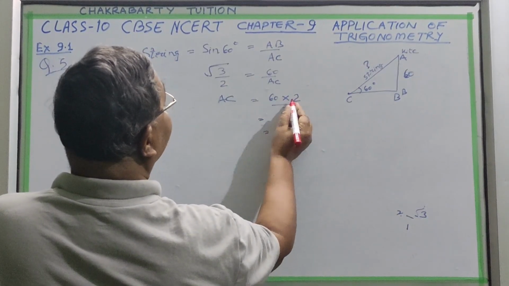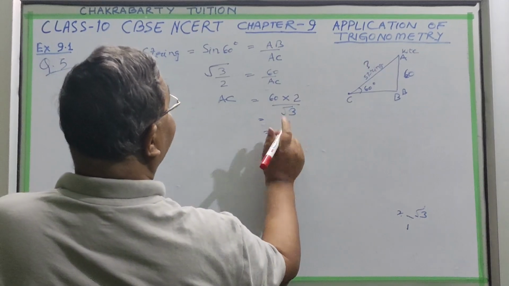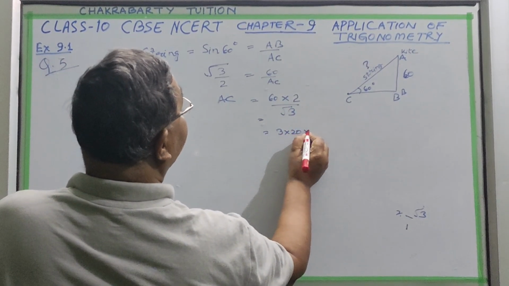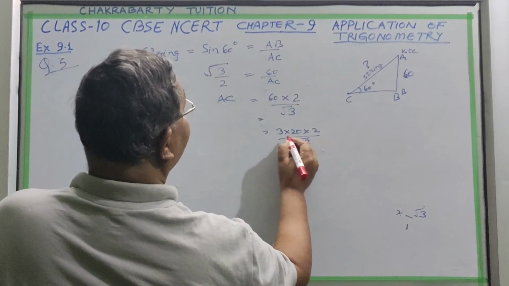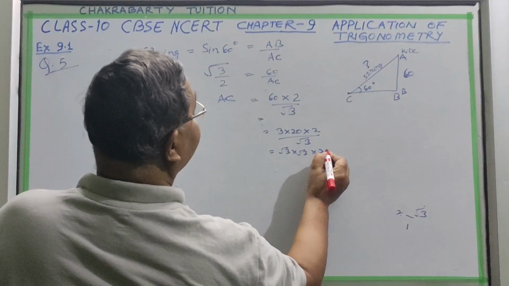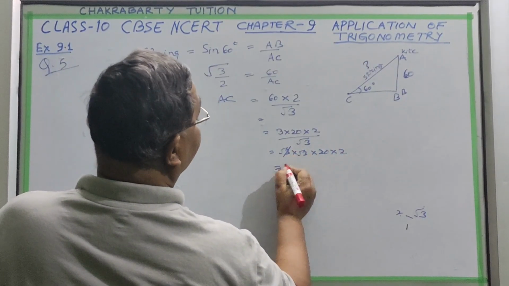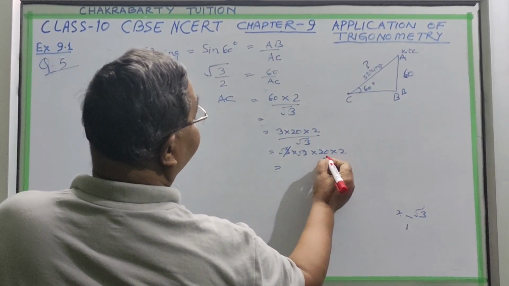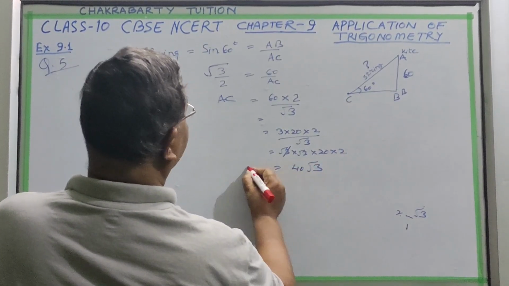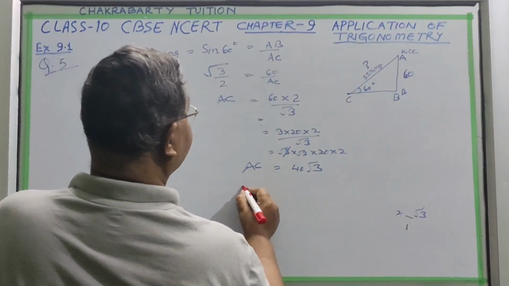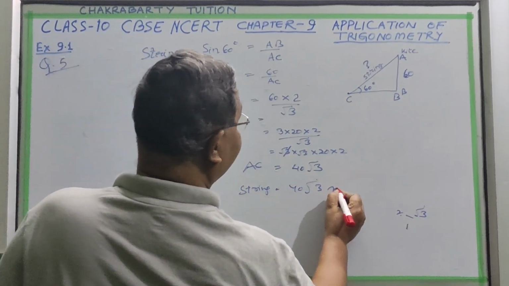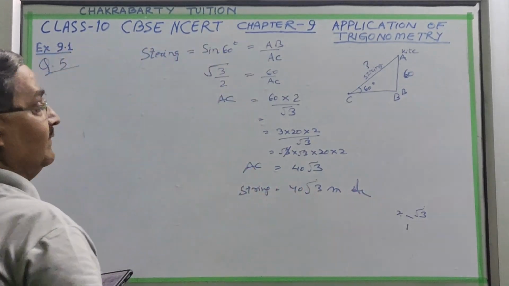So again it will be 120 upon √3, or 60 we can break as 3 into 20 into 2 upon √3. This 3 we will break, √3 into √3 into 20 into 2. So this will go out. What will remain? √3 and 40 will remain. So it is the whole number, it will come first. This is the AC. AC is equal to 40√3 meter. This is your answer. Okay, question 5 is now over.